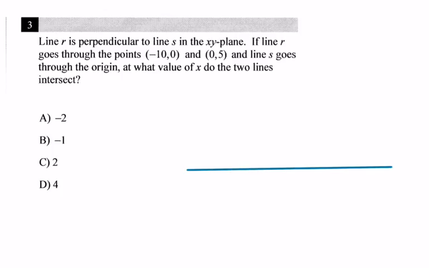All right, let's look at the next question here. So here we have R is perpendicular to line S. And then line R goes through those 2 points. So I'm trying to sketch those 2 points here. That's negative 10. And okay, so we have drawn those 2 lines. Purple one is the line R, and the blue one is line S.